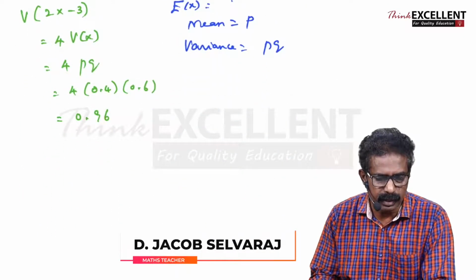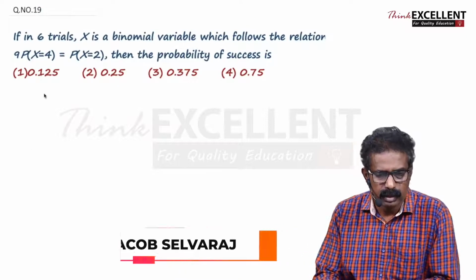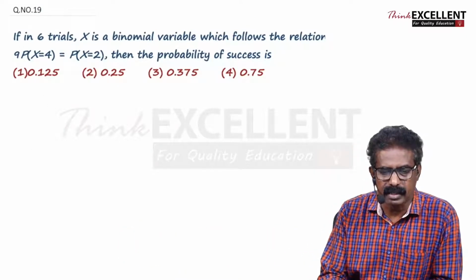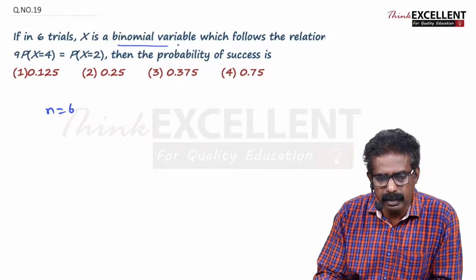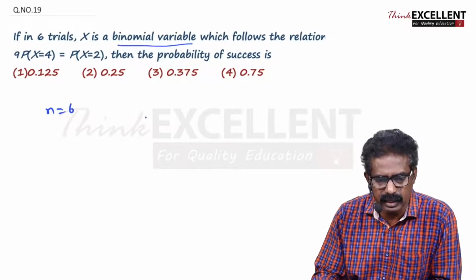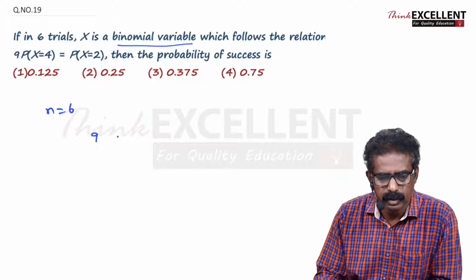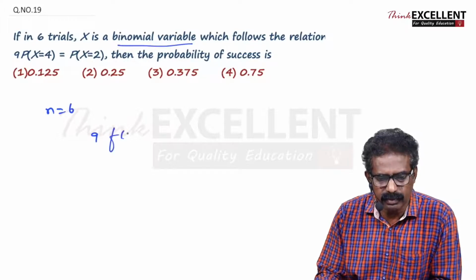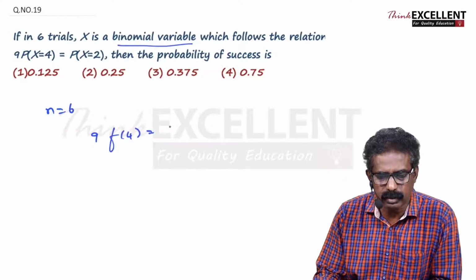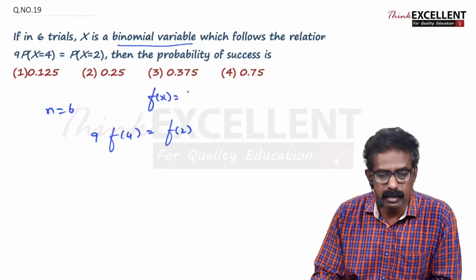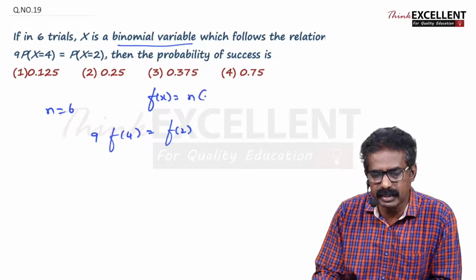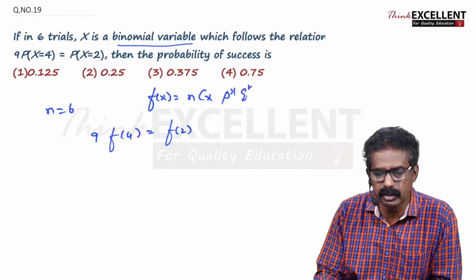So question number 19. If in 6 trials, so number of repetitions n equal to 6, x is a binomial variable which follows the relation 9 into P(x equal to 4) equals P(x equal to 2), so 9 into f(4) equals f(2). So you know what is f(x). For binomial distribution, f(x) is nCx p^x q^(n minus x).